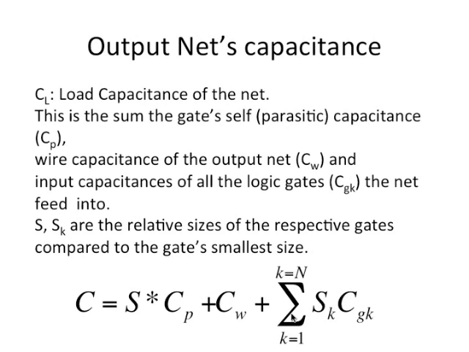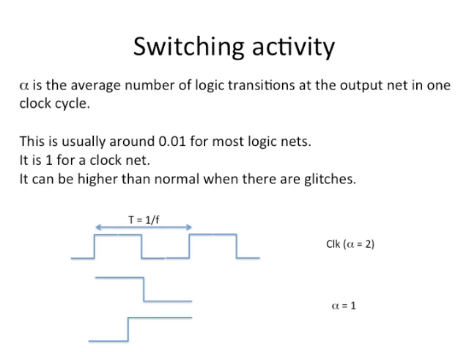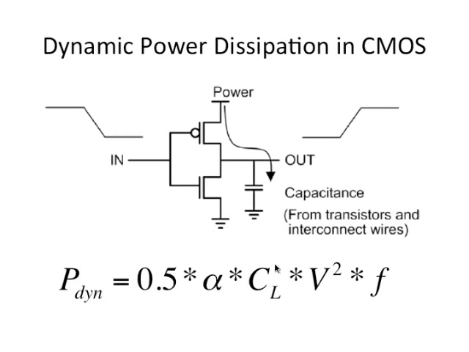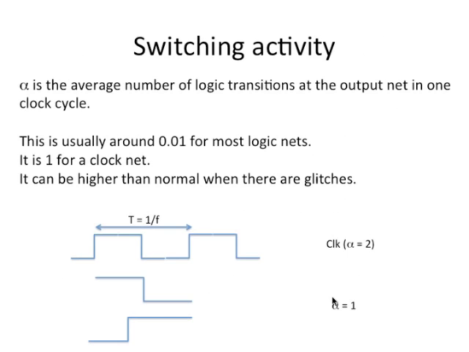The net shouldn't be connecting to too many other gates, but if it's connected to n gates, then CGK is the gate capacitance, the input capacitance of the kth gate, and that kth gate is scaled by a factor Sk. The input capacitance of a gate is linearly related to the size of the gate. If I double the size of the gate, the capacitance doubles. So you have to sum up all those gate capacitances. This becomes the total capacitance of the net, and that essentially gives me the load, the capacitance value which I am switching here, and then of course the supply voltage and the frequency.